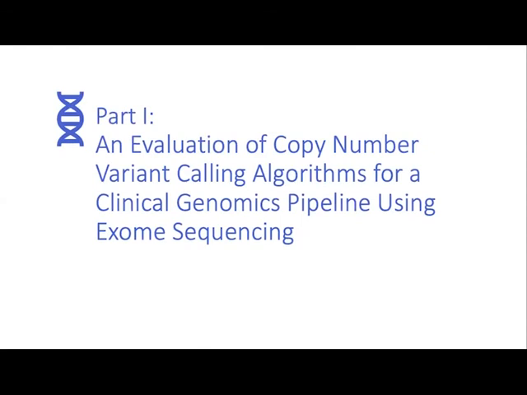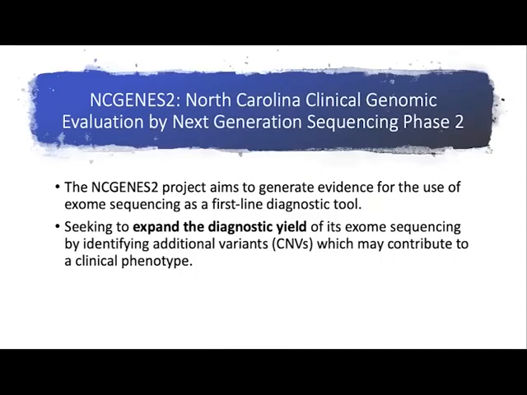So the first part is about copy number variant calling algorithms for exome sequencing. And I worked with the NCGENES study here at UNC. The NCGENES project aims to generate evidence for the use of exome sequencing as a first-line diagnostic tool in clinical genomics. The group is seeking to expand the diagnostic yield of its exome sequencing by identifying additional genetic variants, like CNVs, which may contribute to a clinical phenotype.